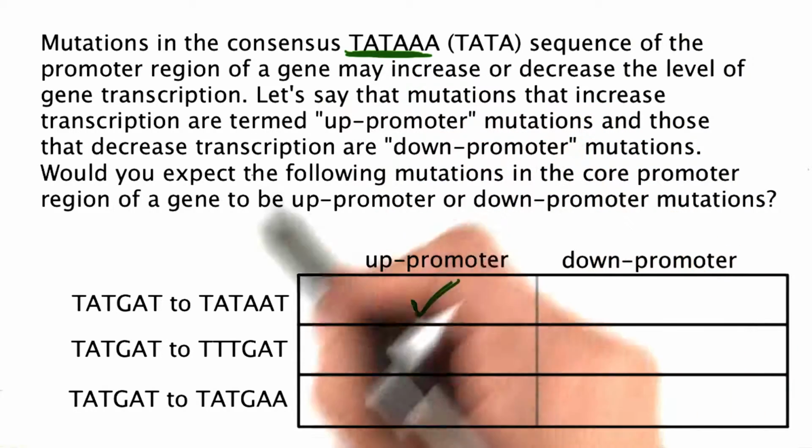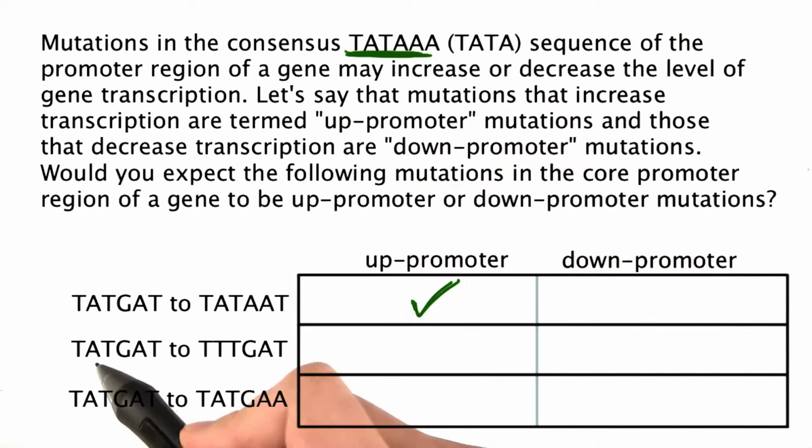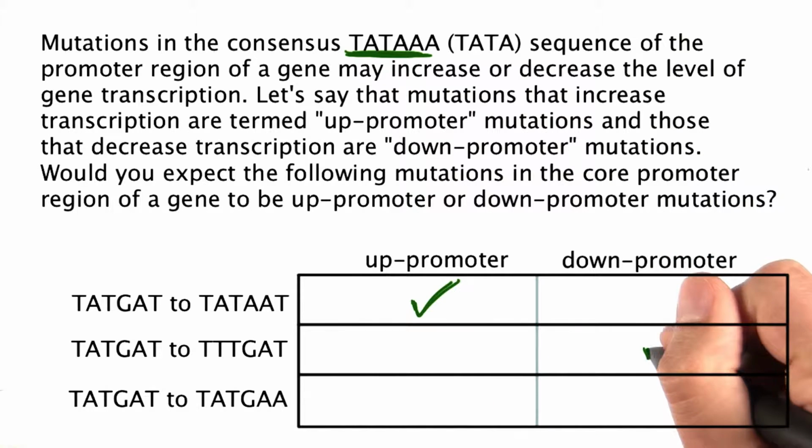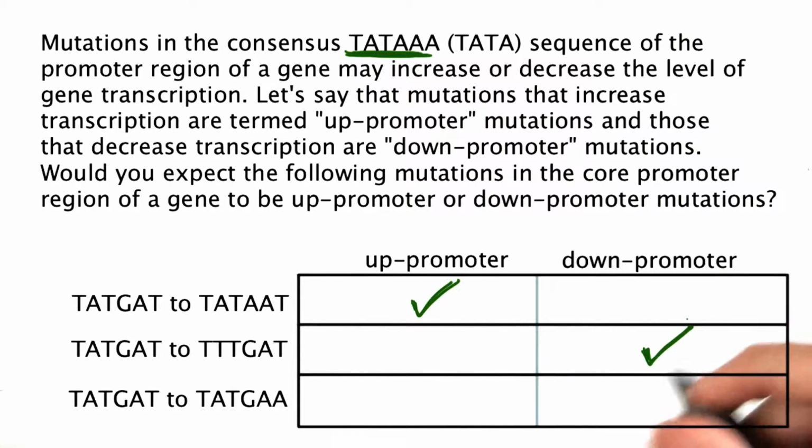So we went from the consensus letter at the second position to a non-consensus letter. This is going to have a negative effect on transcription because we're moving away from the consensus sequence even more. So that'd be a down promoter.